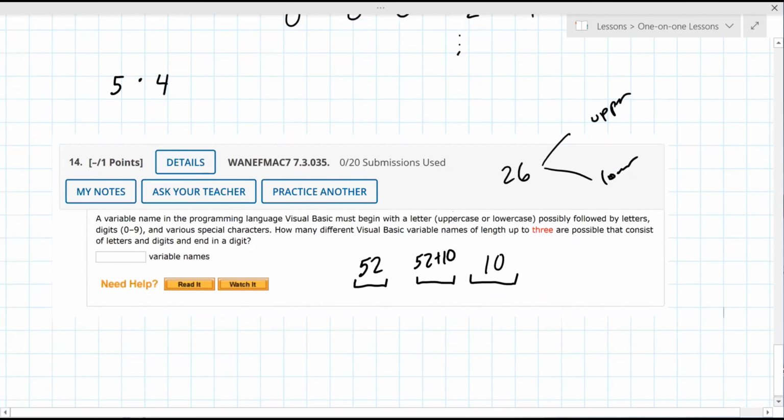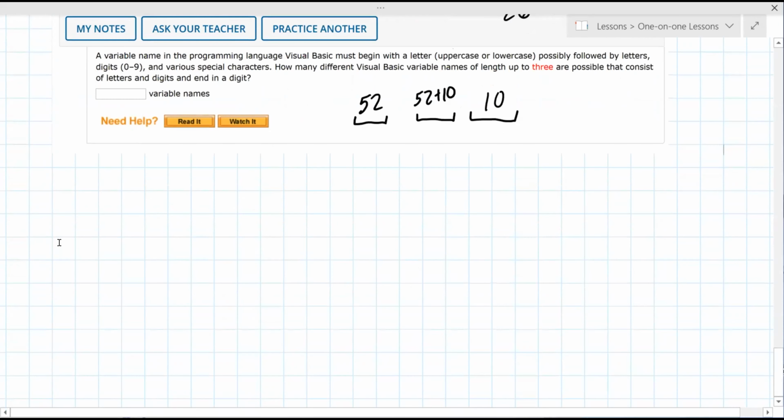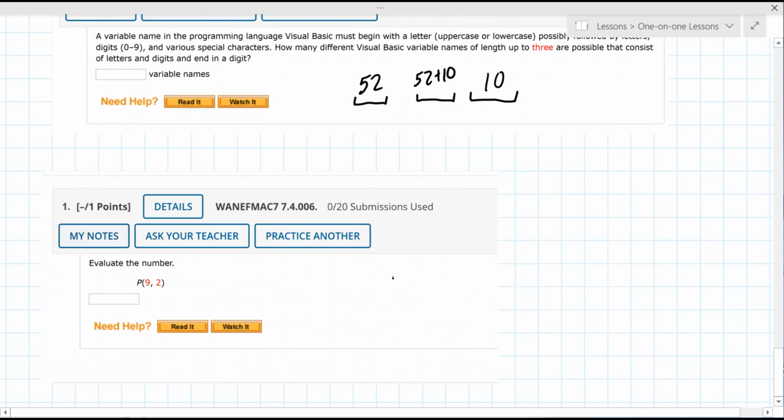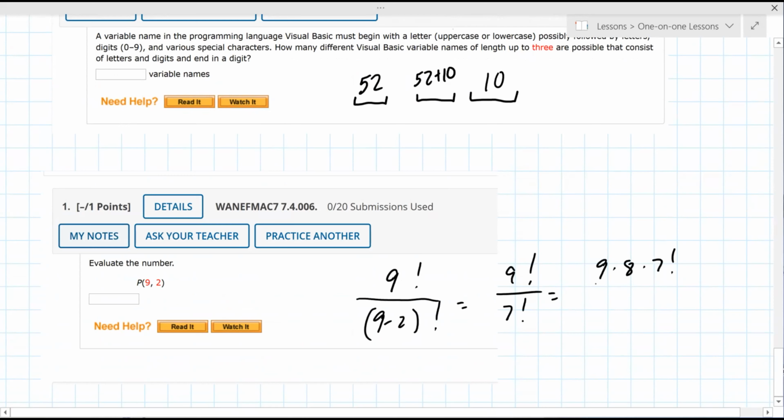P(9,2) means permutations. 9, 2. So this is 9 factorial over 9 minus 2 factorial, which is 9 factorial over 7 factorial. 9 times 8 times 7 factorial over 7 factorial. Those cancel. It's just 9 times 8. It's 72. But your calculator will just do that. You just have to get the right sequence of buttons to get that there. Oops, I put it in the wrong one.